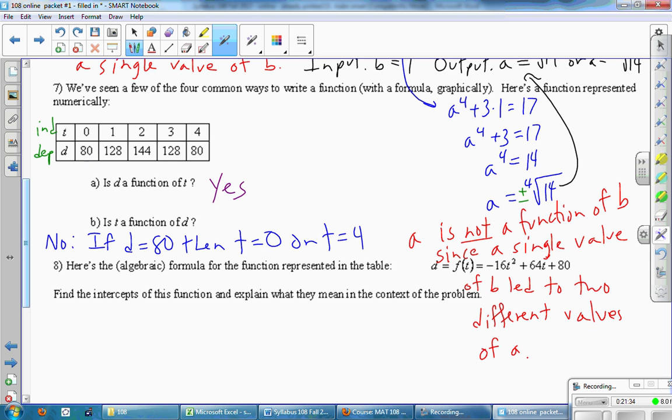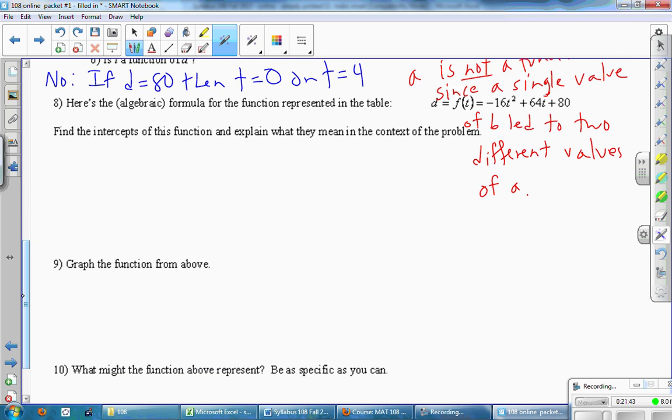Okay, continuing on, it says find the intercepts of this function and explain what they mean in the context of the problem. So pause the video here, see if you can refresh your memory about what intercepts are, how we find them, and how we interpret them. So pause the video and see if you can work through number 8.